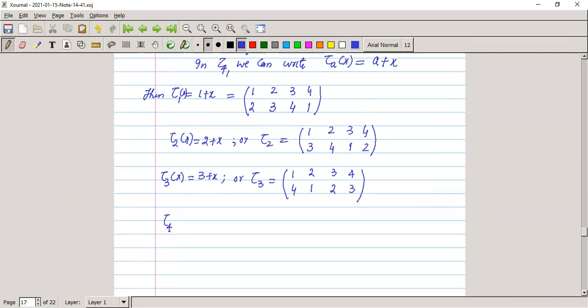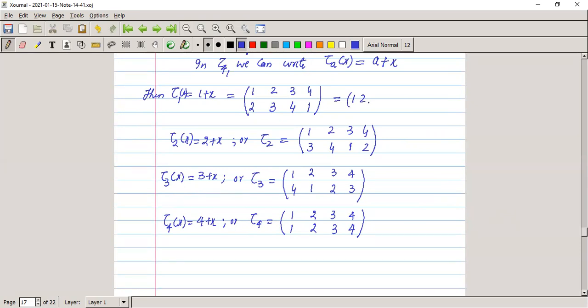Now similarly we can define tau 4 of x. This is equal to 4 plus x, or tau 4 is 1, 2, 3, 4. Now 1 plus 4 is 5, that is again 1. 2 plus 4 is 6, that is 2. Here we have 3, and here we have 4. So these are the four permutations, or we can write these permutations like this.